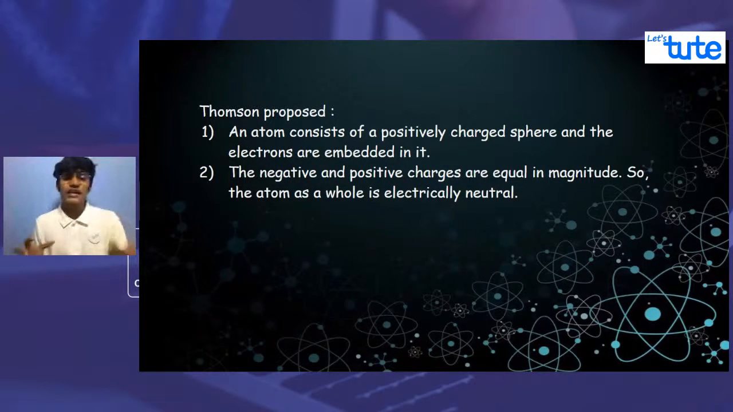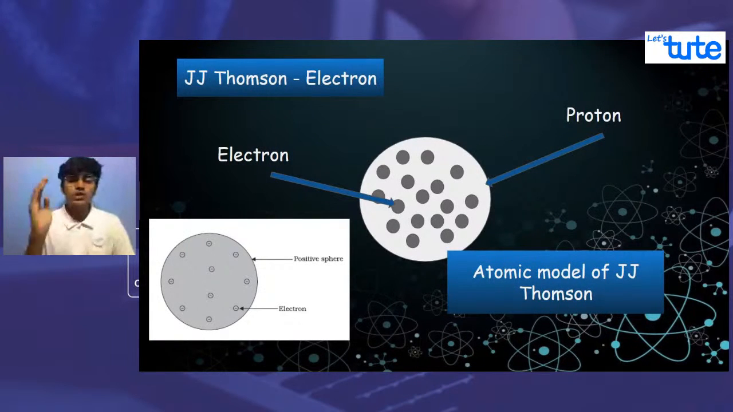Okay, so this was the atomic structure given by J.J. Thomson. You can draw it in your book, or try to understand this diagram by looking at it. The whole white sphere is a proton, and the electrons are embedded inside it. The whole atom is electrically neutral because electrons and protons are opposite in charge and have equal magnitude, so they cancel each other and make it neutral.